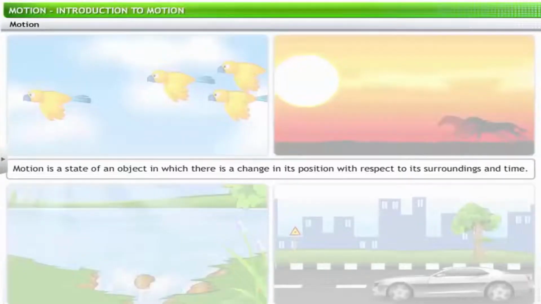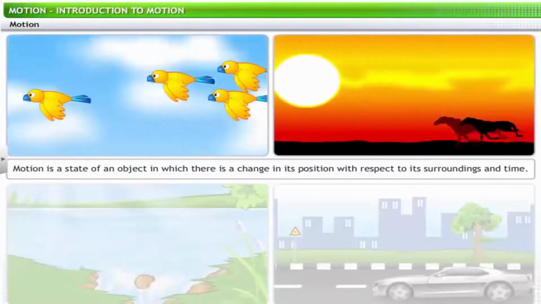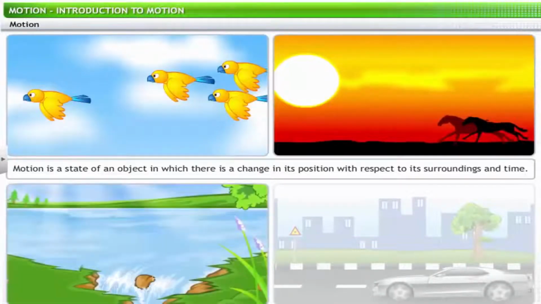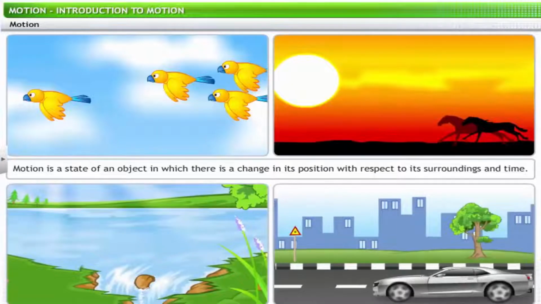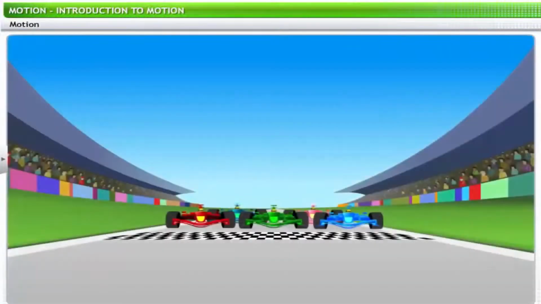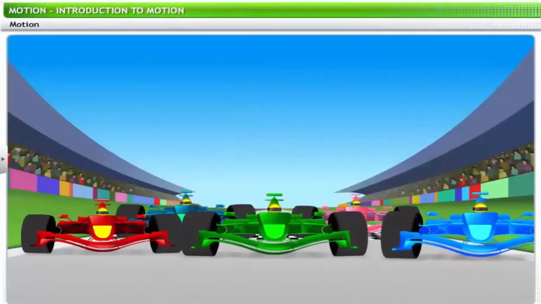In everyday life, you see some objects at rest and others in motion. Birds fly, horses gallop, water flows through rivers, and cars move. You say these are in motion. Thus, motion is a state of an object in which there is a change in its position with respect to its surroundings and time.